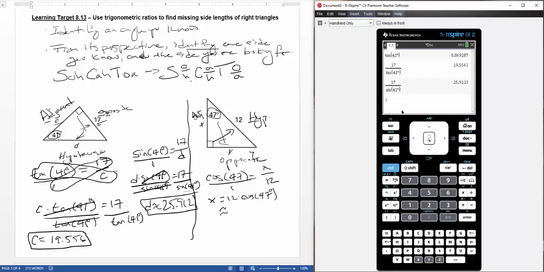So let's figure out what 12 times the cosine of 47 degrees is. And since I'm in degree mode, I don't need to type the degree symbol. Hit enter. That's about 8.18398, or how about to 3 decimal places, since it doesn't tell me where to round: 8.184.